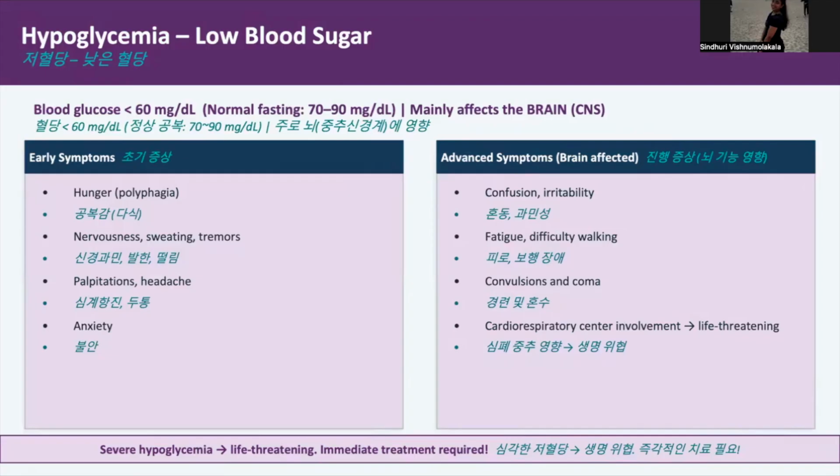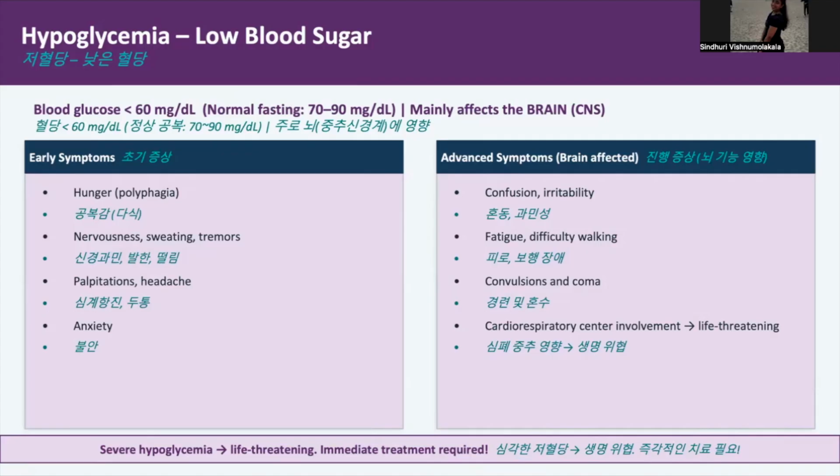Now, we have understood about hyperglycemia. Now it's also very important to study hypoglycemia, which is low blood sugar. If the blood sugar is below 60 milligram per deciliter, it is considered to be hypoglycemia, and it mainly affects the brain because insulin does not directly affect the brain. The bloodstream has to directly send glucose to the brain.